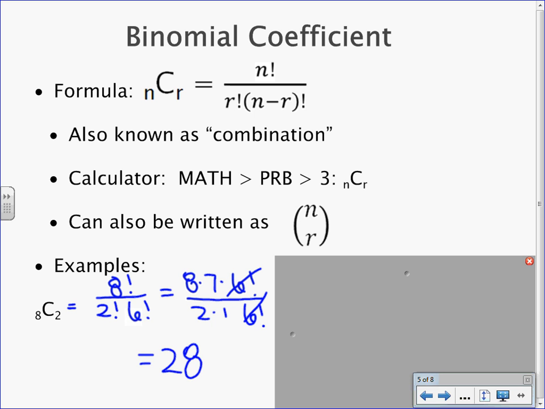Put it in your calculator for that practice. Punch in 8, find your combination button, and then 2. Is your answer 28?